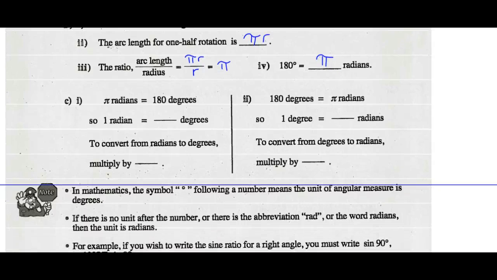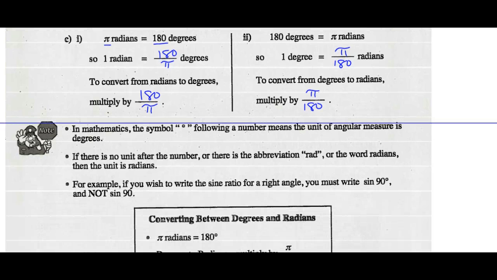So to convert pi radians into degrees, we know that pi radians is the same as 180 degrees. So 1 radian should be 180 degrees divided by pi. To convert from radians to degrees, we simply multiply by 180 over pi. The other direction, if I want to solve for 1 degree, I divide both sides by 180, so pi divided by 180. To convert from degrees to radians, I simply multiply by pi divided by 180. All right, so if you can remember that, we're in great shape.